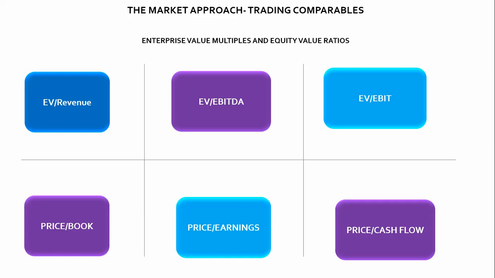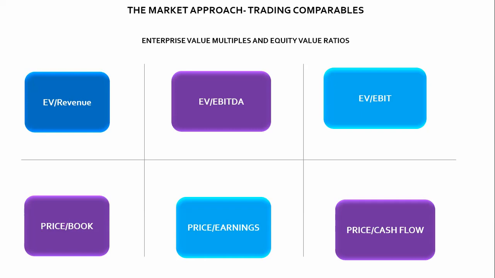So all of these are enterprise value multiples. These are equity value multiples. Remember, these are accruing to the equity holders only. The debt holders are not part of this. So price to book multiple, I would say it compares the market value of a company to its book value.